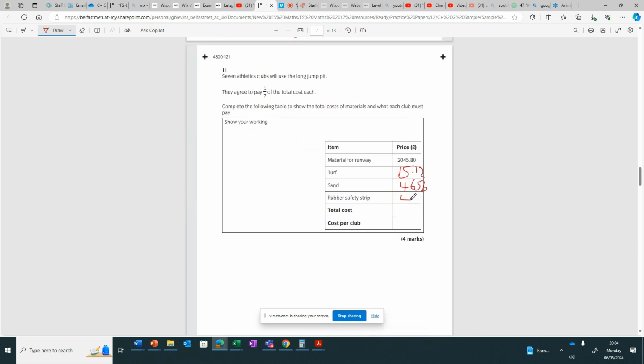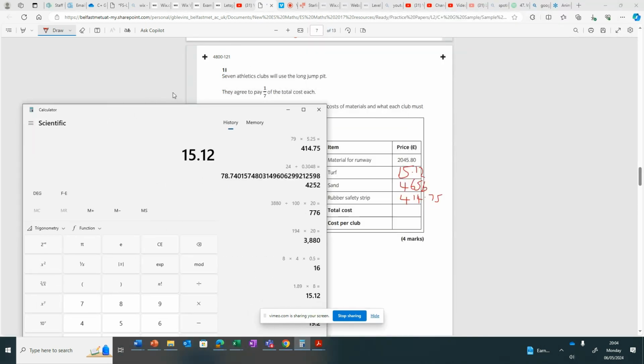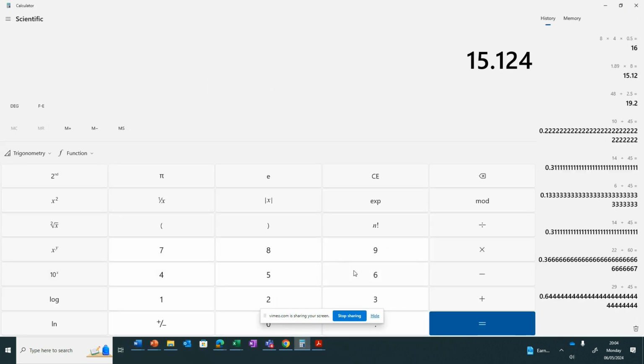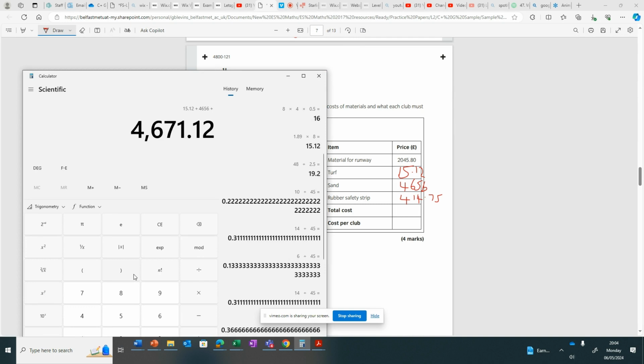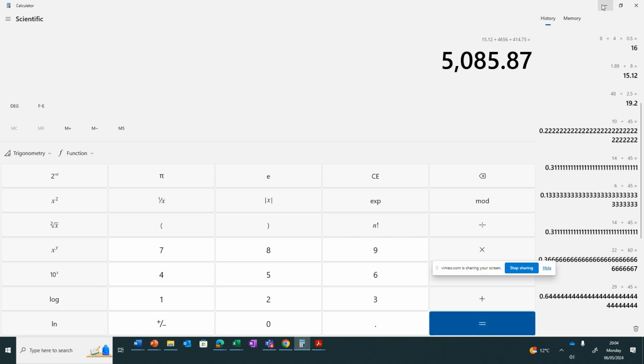And we would add these up to get a total. A total means add up. 1512 plus 4656 plus 414.75 equals, we get 5085.87.